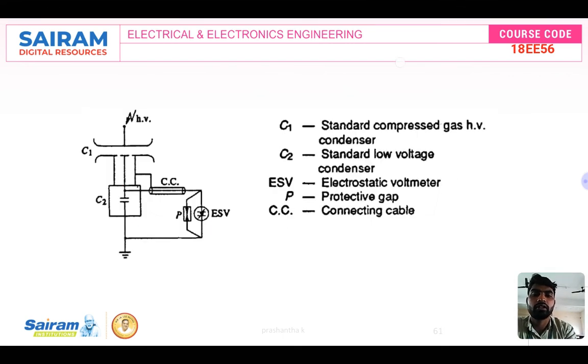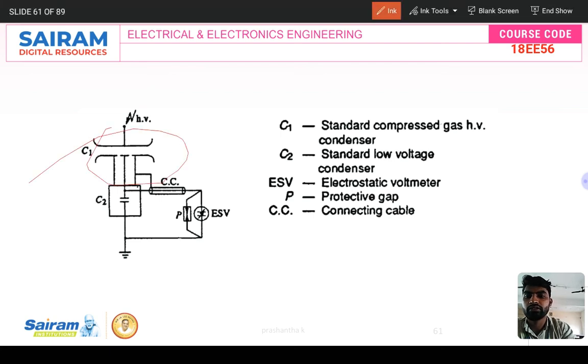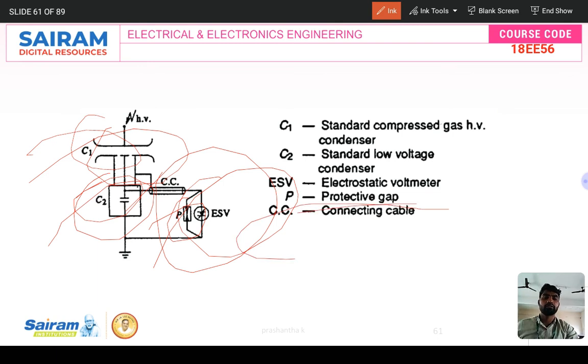And this is a diagram where C1 is this one, C2 is the same diagram, okay? And this is the electrostatic voltmeter. C1 is a standard compressed gas high voltage condenser. This is the high voltage condenser, compressed gas. And C2 is a standard low voltage condenser. ESP is the electrostatic voltmeter over here. P is a protective gap, a protective gap for the overall voltmeter. And CC is the connecting cable, right?